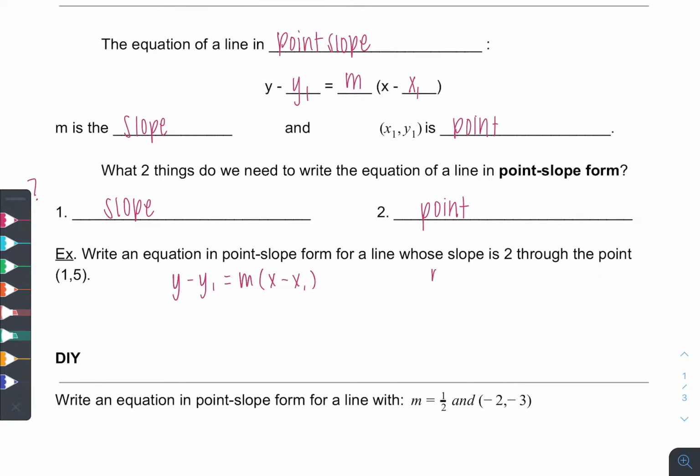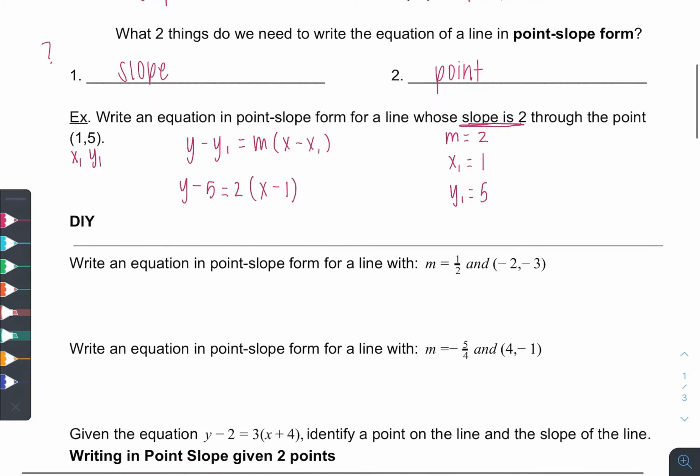So I'm going to go ahead and write off to the side here what m, x1, and y1 equal. So here it says my slope is 2. That means the m is 2. And then I have the point 1, 5. So this is x1 and y1. So we go ahead and write those in. And then I just plug them into my equation. So I have y minus 5 equals m, which is 2, times x minus 1. And that is the equation of a line in point slope form. Easy enough. Go ahead and do this next one on your own.